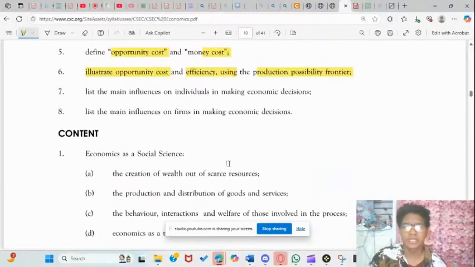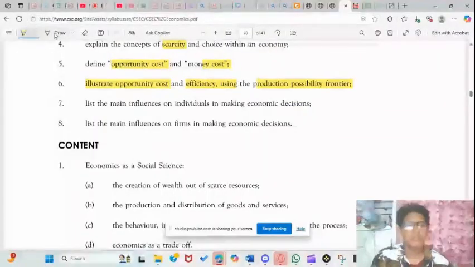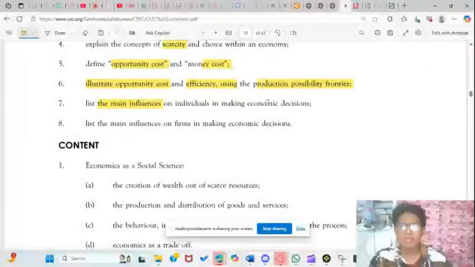So let's move on. We did look at opportunity cost, efficiency used in the production possibility frontier. List the main influences on individuals in making economical decisions. It says the main influence, let's highlight that term, on decisions.